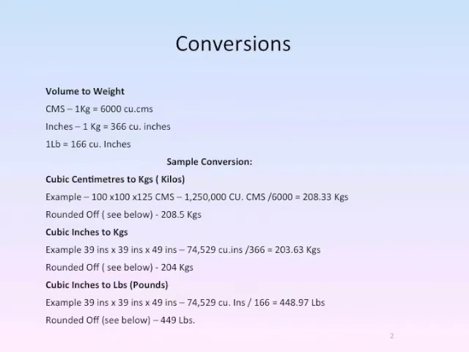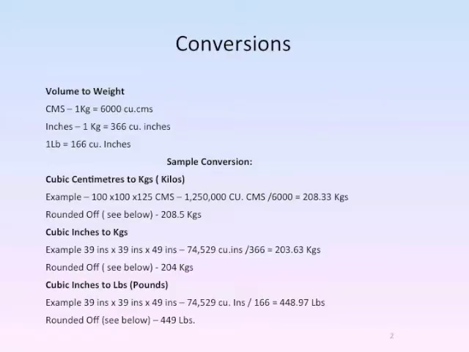Now we're going to have a look at conversions, converting volume to weight. So we are going to convert cubic centimetres to 1 kilo, divide that by 6,000. Converting cubic inches to 1 kilo, divided by 366. And cubic inches to 1 pound, divided by 166. So we'll have a look at a sample conversion.